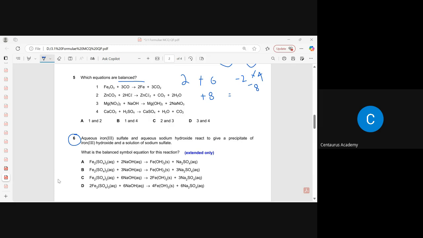Yes, good. C is the correct answer here. All the atoms are balanced on both the sides. Also, if you look into the state symbols, both of them are aqueous. It is given to you in the context of the question. Aqueous iron 3 sulfate and aqueous sodium hydroxide.